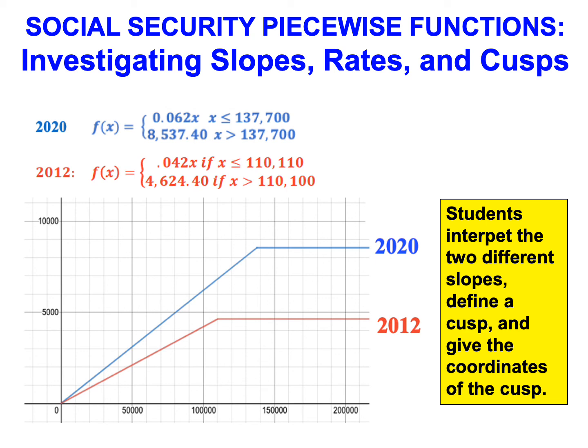Back in 2012, the federal government lowered the Social Security percentage to infuse more money into the economy. Notice the Social Security percentage dropped from the usual 6.2% to 4.2%. You should also notice that the maximum salary at that time was lower as well. Students are given the opportunity to create and examine the piecewise functions, as well as to interpret the different slopes, to find the cusp, and give the coordinates of the cusp.